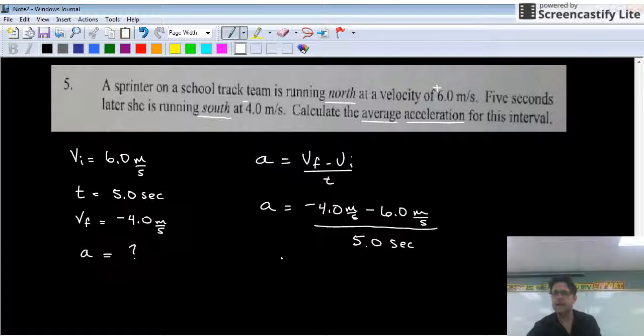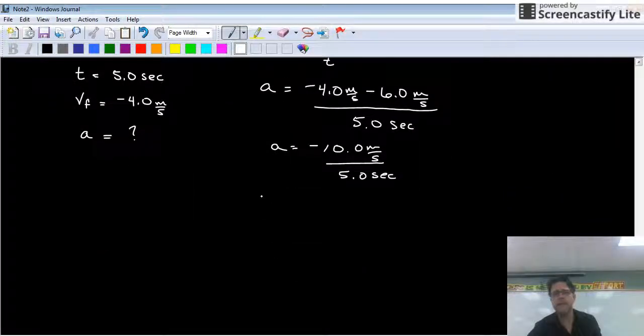Okay, now our acceleration then is a negative minus a negative. We end up with a larger negative. So we've got minus 10.0 meters per second divided by 5.0 seconds, giving us an acceleration of a negative 2.0 meters per second squared.